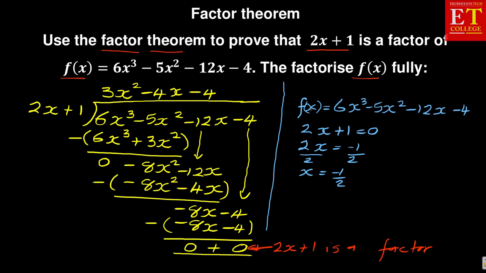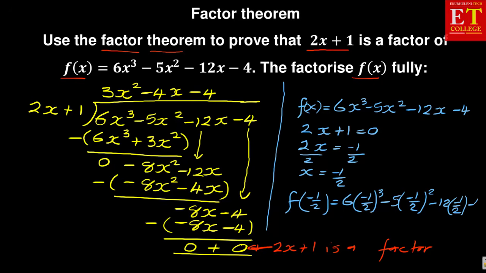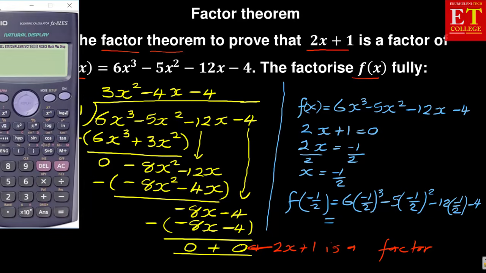So where there is x in f of x, you put a negative half. So now you have f of minus 1 over 2. It will become 6 times (minus 1 over 2) cubed, minus 5 times (minus 1 over 2) squared, minus 12 times (minus 1 over 2), minus 4. If you solve that, you bring a calculator.